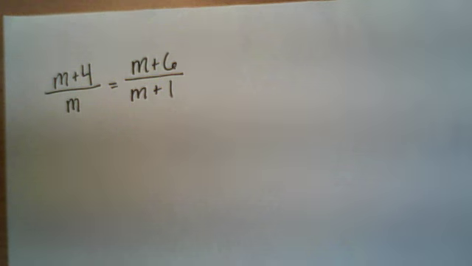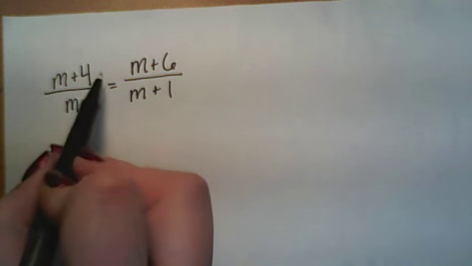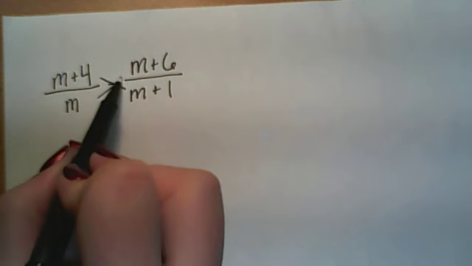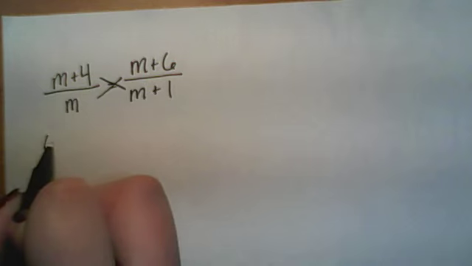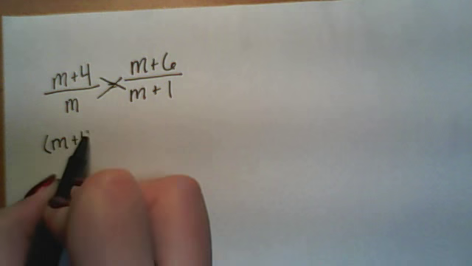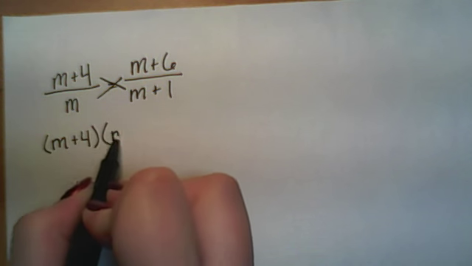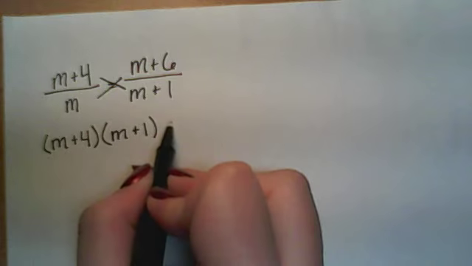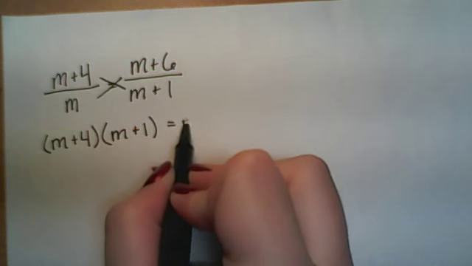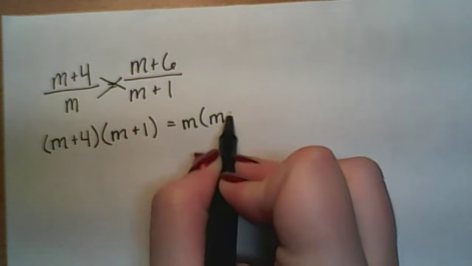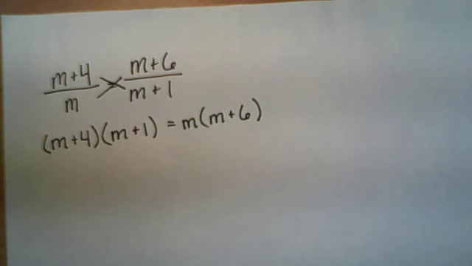In this example, we're going to solve a proportion where our variable appears in all four spots. So we're going to do our cross multiplication like normal. I've got the numerator of my first ratio times the denominator of my second, and that's equivalent to the denominator of my first times the numerator of my second.